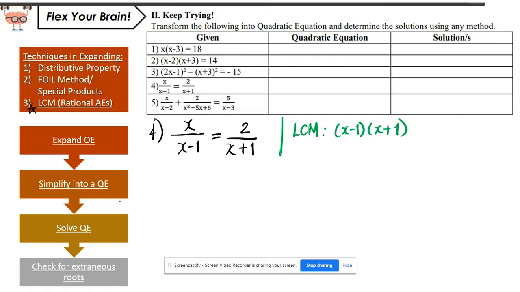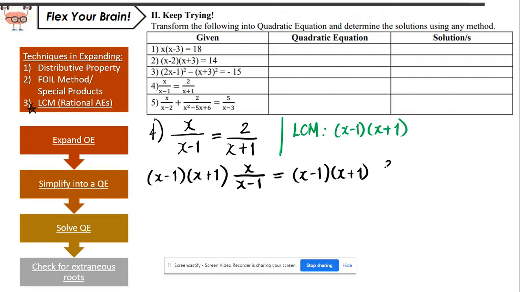Multiply this on both sides of the equation and we'll have, let me copy, x minus 1 times x plus 1 times x over x minus 1 equals, copy that again, x minus 1 times x plus 1 multiplied by 2 over x plus 1.